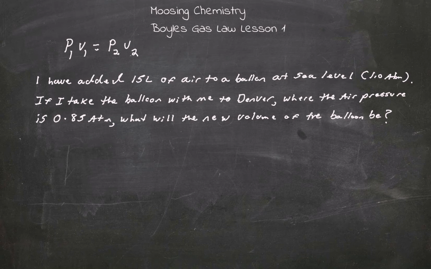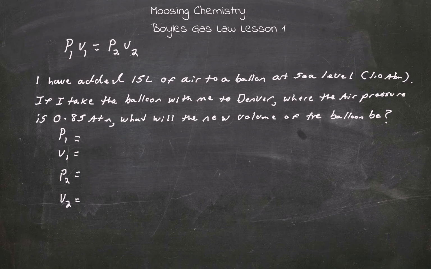Okay, now I've written the second question here. I've added 15 liters of air to a balloon at sea level, which would be 1 atmosphere. If I take the balloon with me to Denver, where the air pressure is 0.5 ATM, what will the new volume of the balloon be? Well, again, the first thing is to write down my variables, P1 V1, P2 and V2. And now let's figure out who is what.